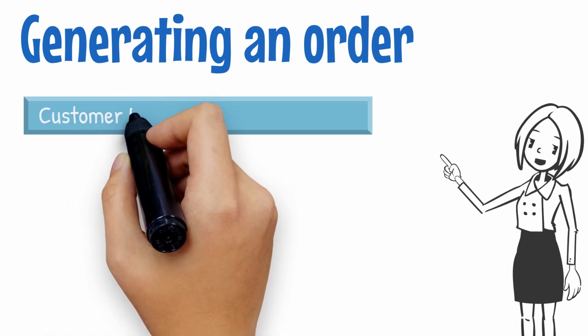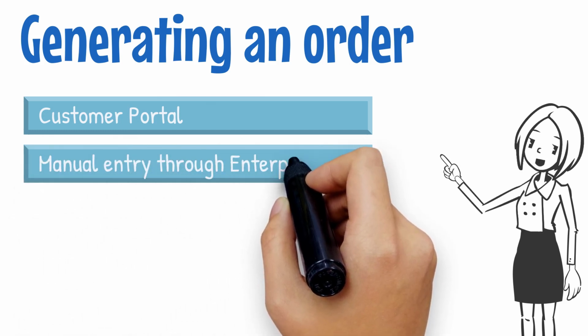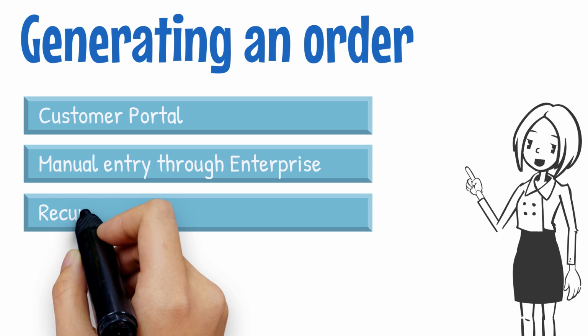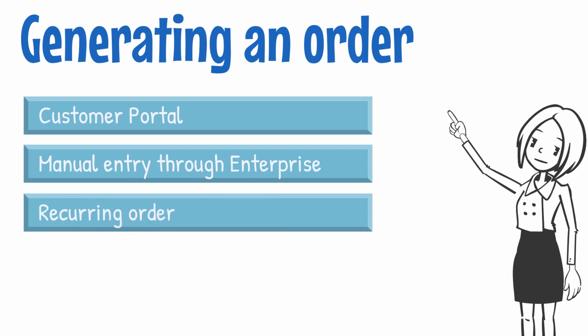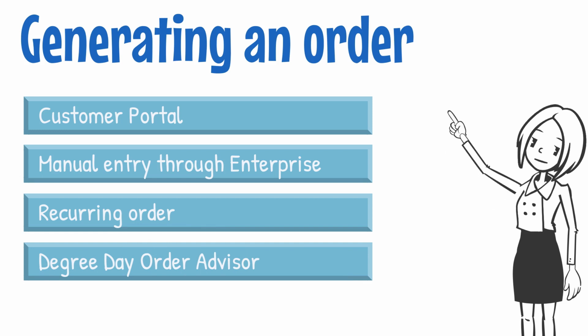Customers can generate an order through the customer portal, or it can be manually entered through Enterprise, or it can be set up as a recurring auto order. And lastly, it can be ordered by Degree Day Order Advisor for Keep Full customers.